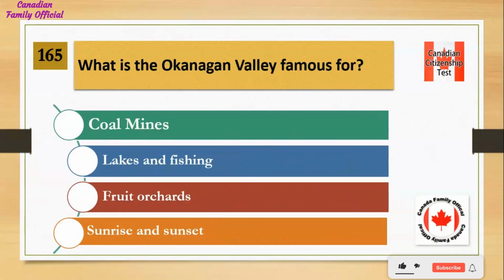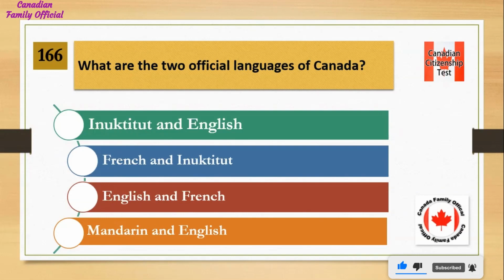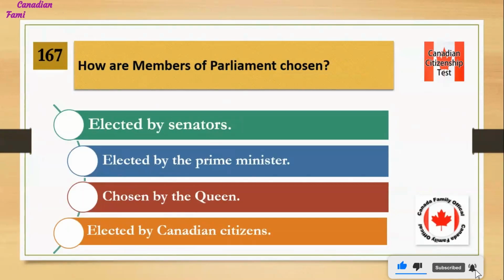What is the Okanagan Valley famous for? Number 1 Coal mines. Number 2 Lakes and fishing. Number 3 Fruit orchards. Number 4 Sunrise and sunset. And the answer is fruit orchards. What are the 2 official languages of Canada? Number 1 Inuktitut and English. Number 2 French and Inuktitut. Number 3 English and French. Number 4 Mandarin and English. And the answer is English and French.